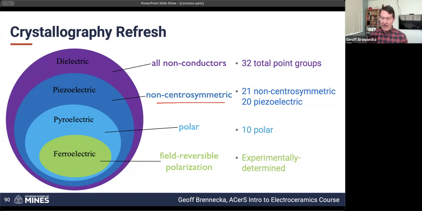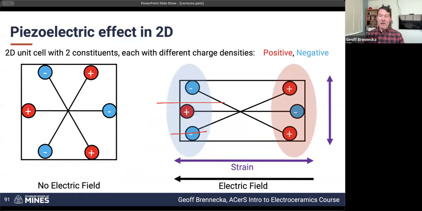And a reminder that of those piezoelectric ones, 10 of them are polar. These are the ones that are potentially ferroelectric. We'll come back to the crystallography in a second, but what does that piezoelectric effect actually mean? When we lack a center of symmetry, that means that when we start with our unit cell, it's balanced. For the non-polar piezoelectric point groups, the crystal structure is such that it's perfectly balanced and there's no polarization built in at the beginning.